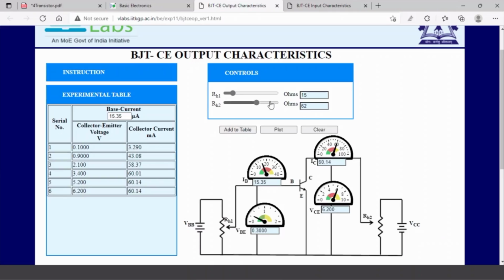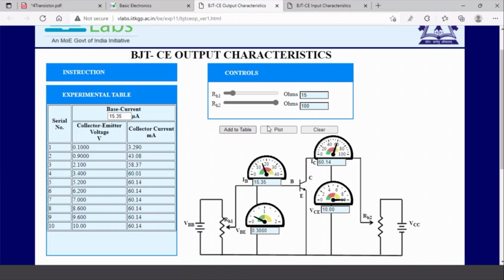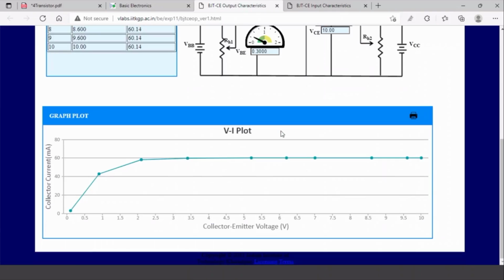For a different set of values, a smoother curve you will get if you have more number of entries. That means if you take smaller steps, you'll get a lot of readings. Once you get these readings, you can click on plot. So you will be able to get the output characteristics, that means collector current IC versus collector emitter voltage VCE.